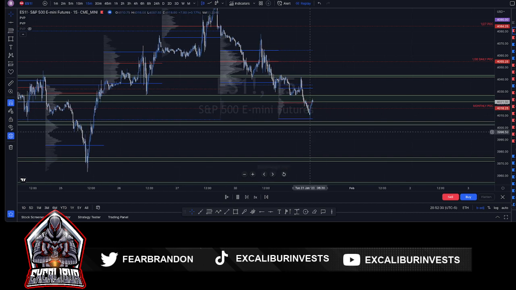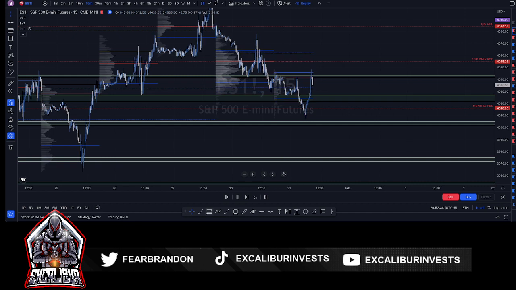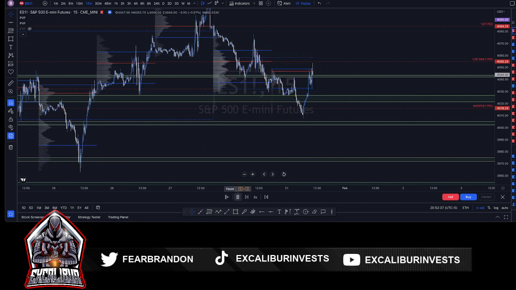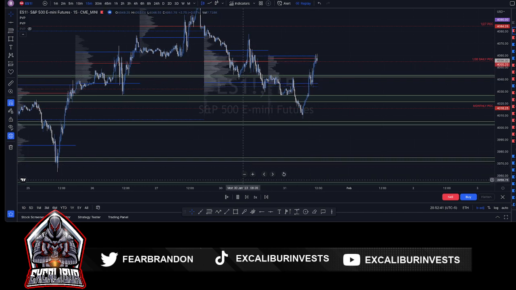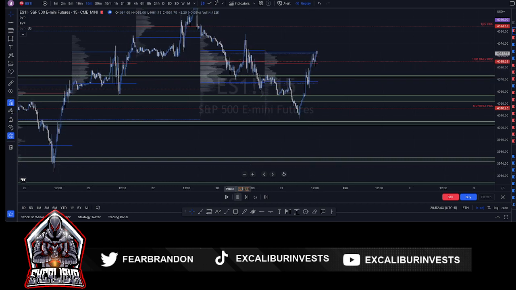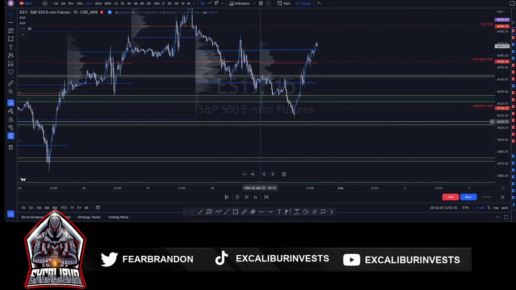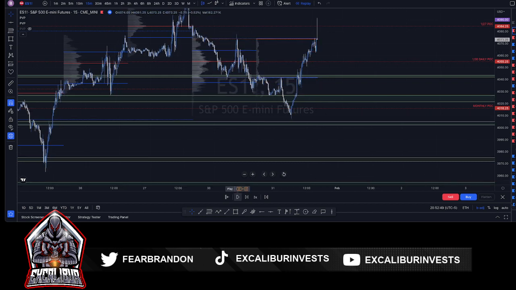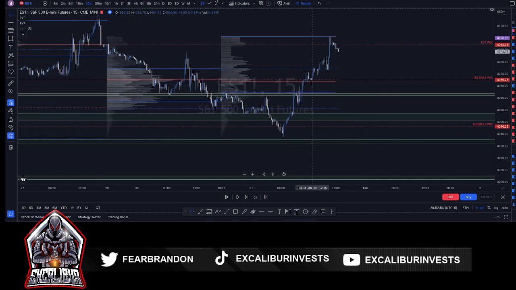So we had this volume node on the monthly kind of rejected here. Market opened. Oh, where was our hiccup? That volume area right there. So let's pause it here. Even though I hit pause, it's not pausing.